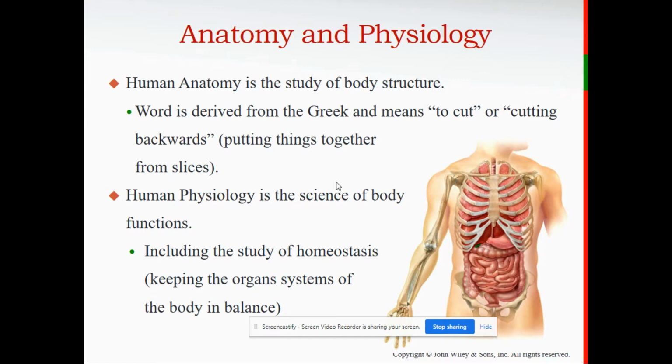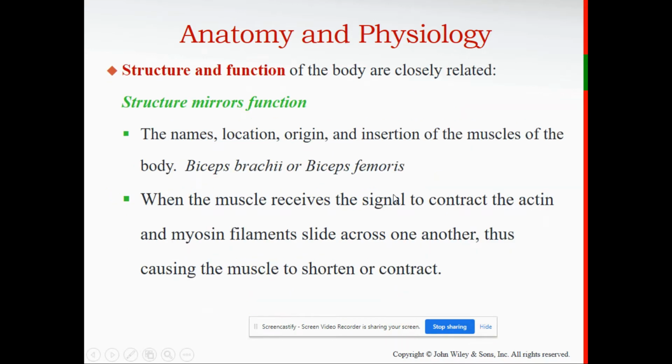So when we're talking about anatomy and physiology, in a shortened way it's simply structure versus function. What is it? Where is it? And how does it work? Okay, so let's give an example. So structure versus function, how the body are closely related. Many times the structure will mirror the function.